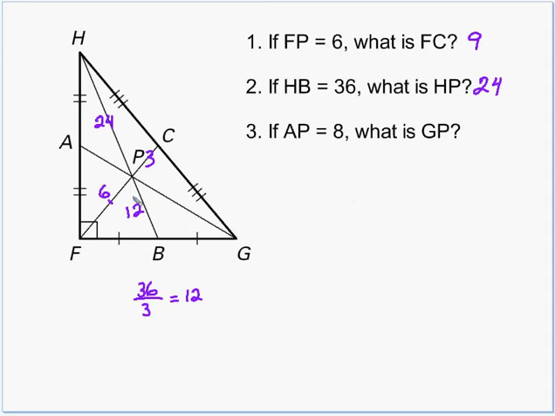Last example, if AP is 8, what is the length of GP? Well, AP is 1/3, PG will be 2/3, so we double that, and we get a length of 16 for GP.